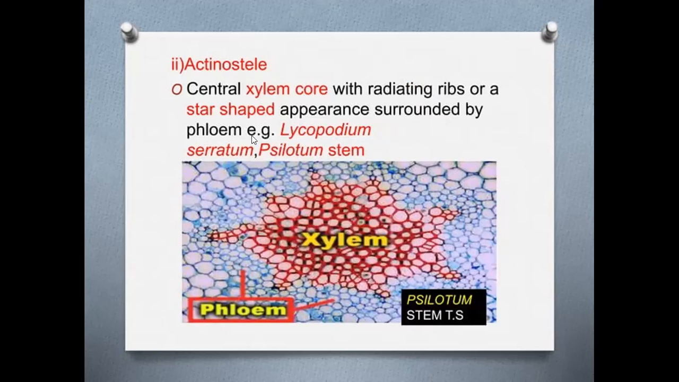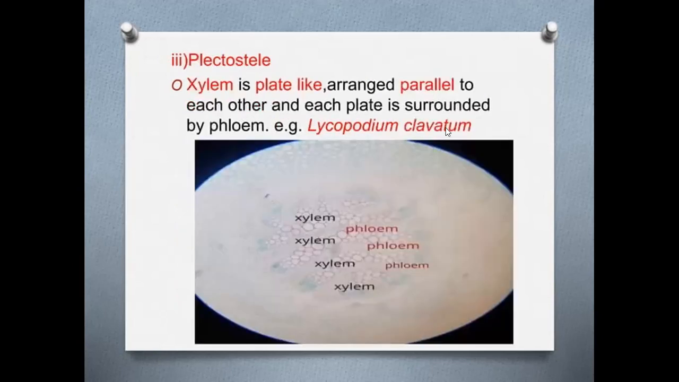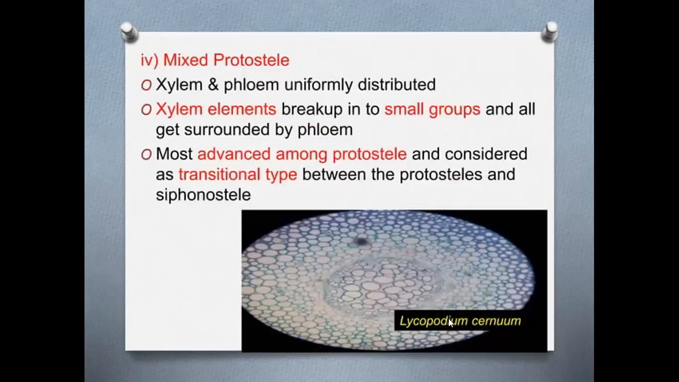So you can note down these points. In species Lycopodium serratum, actinostelic condition. In Lycopodium clavatum, plectostele. And Lycopodium cernuum, it is mixed protostele. And this mixed protostele, you can make a note, it is the advanced type among all the protostelic conditions. And it is considered to be a transitional type between the protostele and siphonostele. That is, it is regarded as the intermediate.